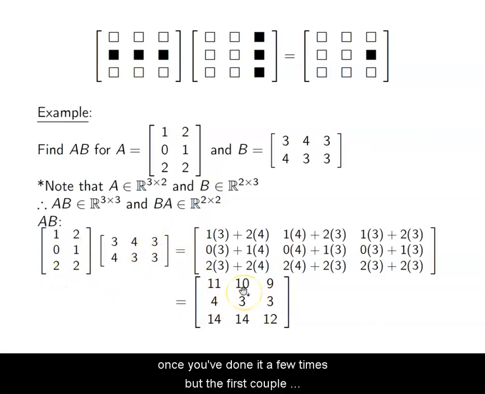So it makes it pretty easy once you've done it a few times. The first couple times, you'll probably have to write it out a few times until you realize, oh, this is the way that it goes. But it's very formulaic. Okay. So that's how we multiply two matrices.